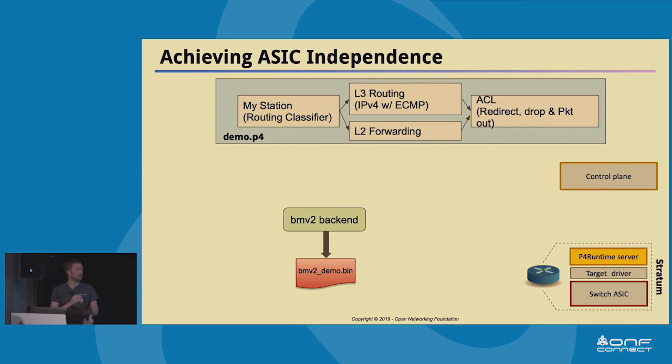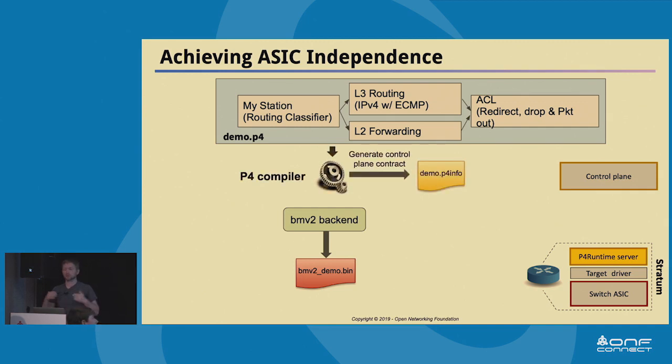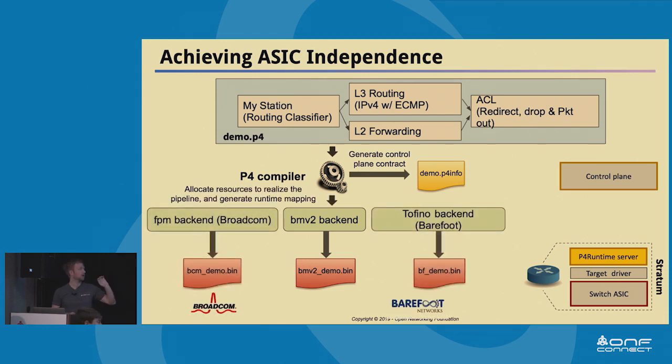A big question we get is, how do we achieve ASIC independence with P4? We start with a P4 program. For example, this is a simple P4 program where we do routing classification followed by IPv4 ECMP or layer 2 forwarding, depending upon the classifier's decision. Then we have an ACL table to do redirect, drop, or packet outs if necessary. We first use a P4 compiler to generate a control plane contract for that program. This is called the P4Info, and Carmelo is going to describe a lot more of that in the first exercise. We also have the compiler allocate resources to realize this pipeline, so we can dynamically map from a P4 program down to a runtime mapping.